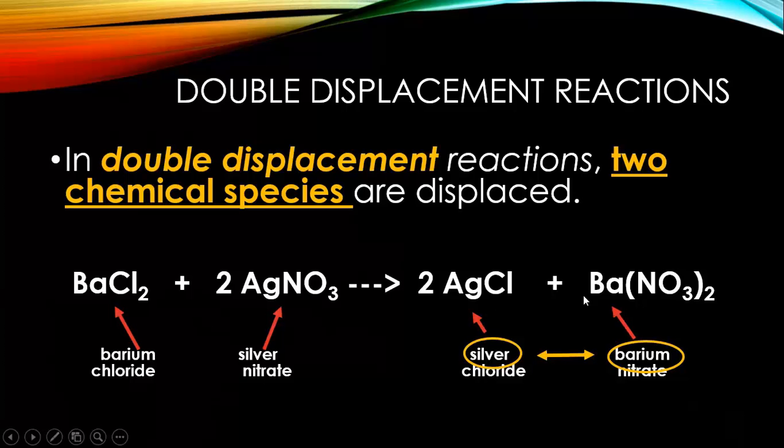So barium changes place with the silver to become silver chloride and barium nitrate. Remember at the start it was barium chloride and silver nitrate. All the metals do is swap, the non-metals stay the same. That's what a double displacement is. That's probably the easier of the 2 to understand.